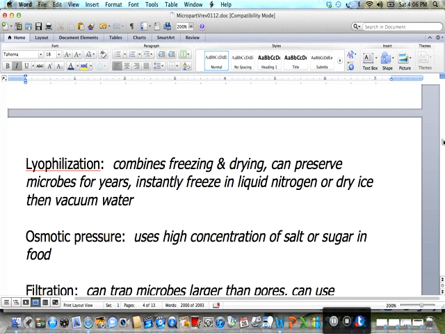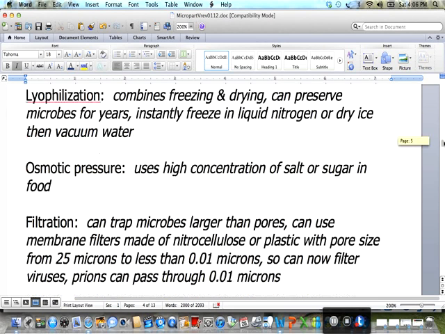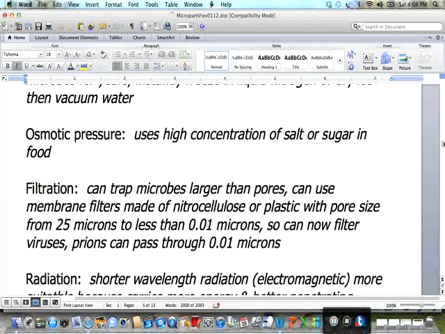Filtration can trap microbes larger than the pores of the filter. Membrane filters made of nitrocellulose have a pore size from 25 microns to less than 0.01 microns, so we are now able to filter viruses.